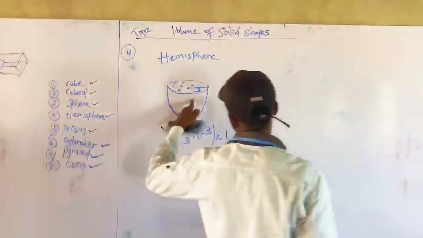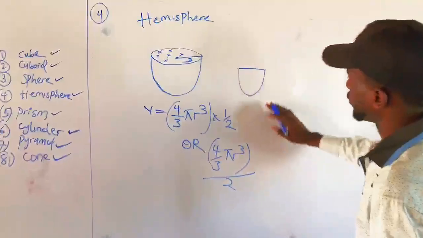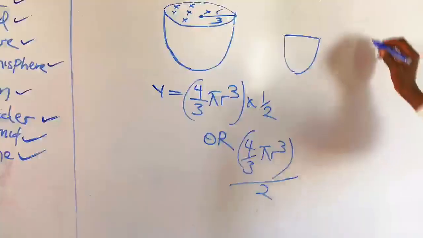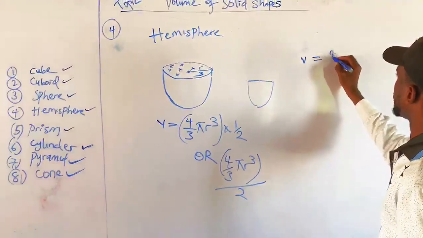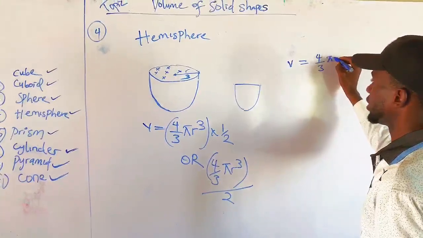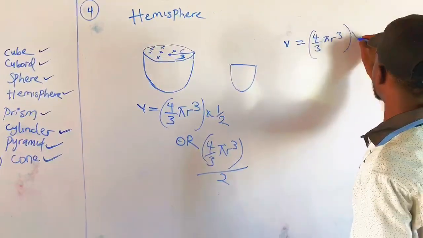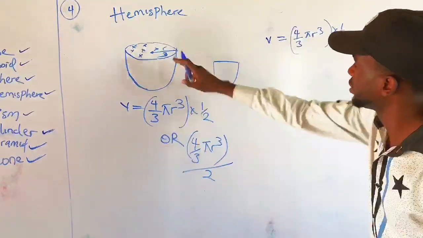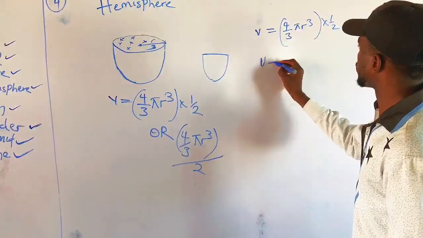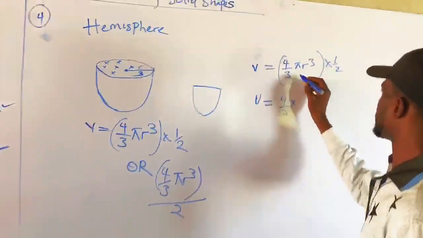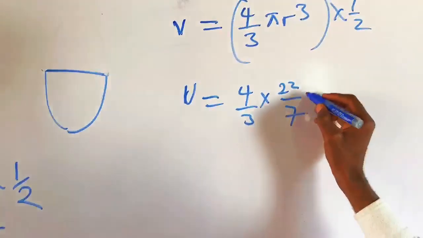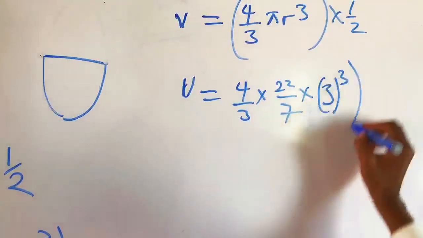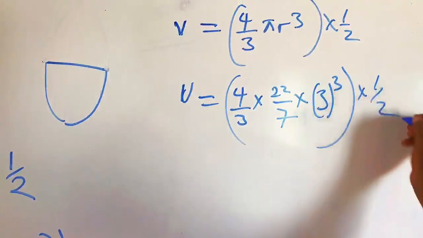Alright. So from this diagram on the board, let us calculate the volume of the hemisphere. The radius, you can see the radius is what? It is 3. So now the volume of a hemisphere is equal to what? 4/3 πr³, multiplied by 1/2. And we have our radius to be 3. Substituting it into our formula, this is equal to 4/3 times the value of pi, 22/7, times our r, which is 3, raised to the power of 3, all in brackets, times 1/2.